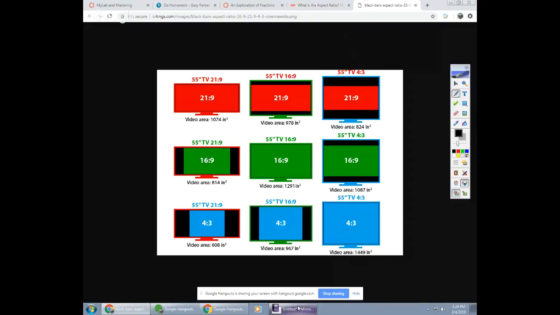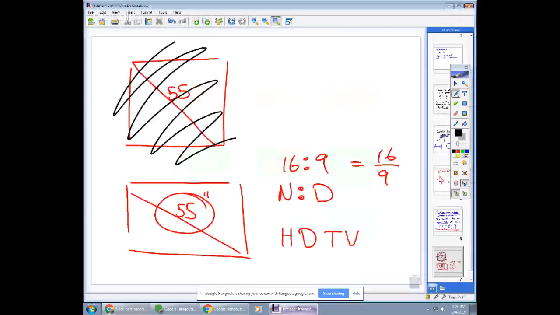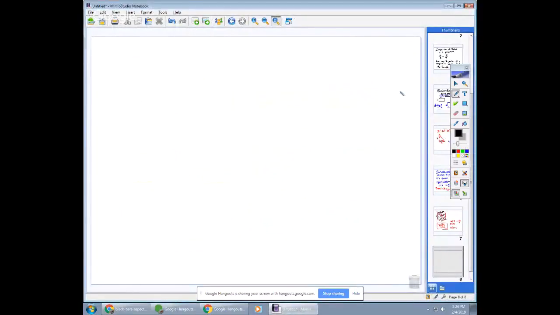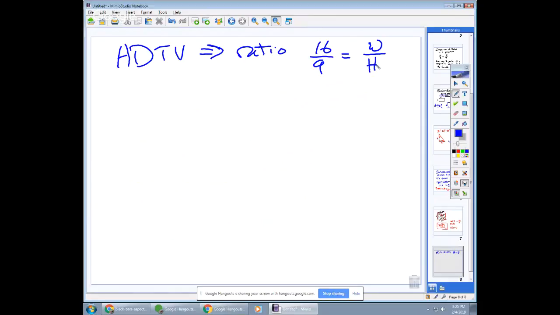All right, so let's play around with this problem. So new page, let's write what we know. We know we have an HDTV. So the aspect ratio is, I'm going to write it as a fraction, 16 to 9. So that's a ratio of the width to the height of the TV. Now, we've also been given information that it's a 55-inch TV, and that 55 inches refers to the diagonal.